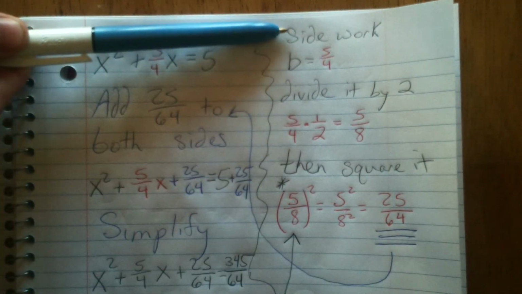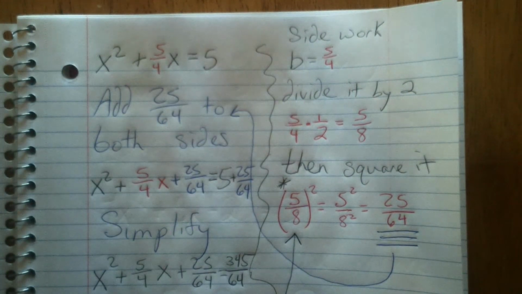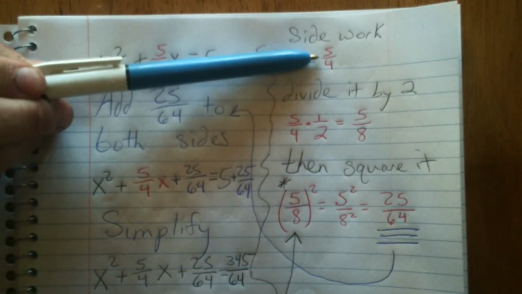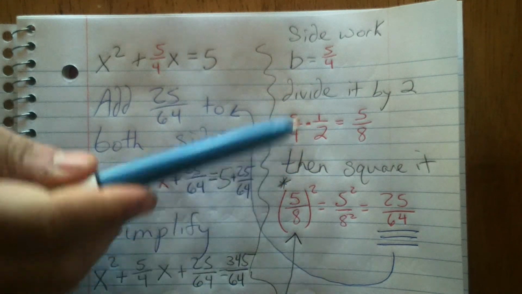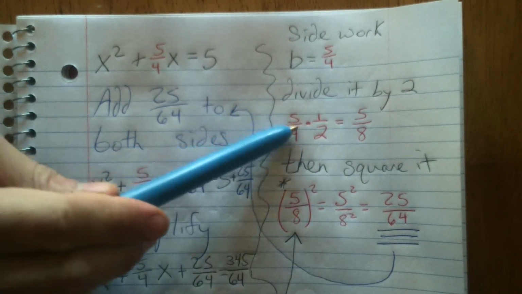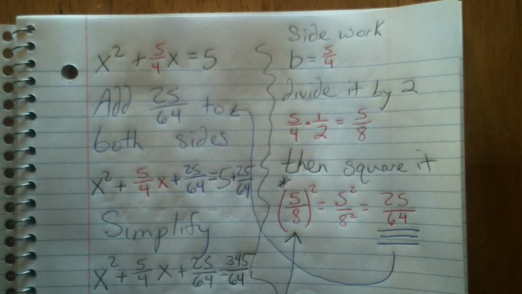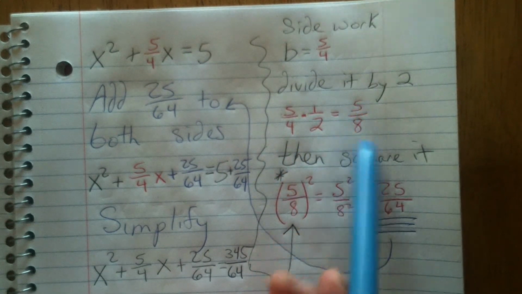Now I'm going to jump over and do some side work. Our new b is 5/4. I know our original b was 5, but we had to divide by a, which was 4, and we got a new b of 5/4. So the first thing you have to do with your new b is divide it by 2. You always divide it by 2. So I've got here 5/4 times 1/2. Multiplying by 1/2 is the same as dividing by 2. So we're going to multiply across. 5 times 1 is 5. 4 times 2 is 8. And I get 5/8.